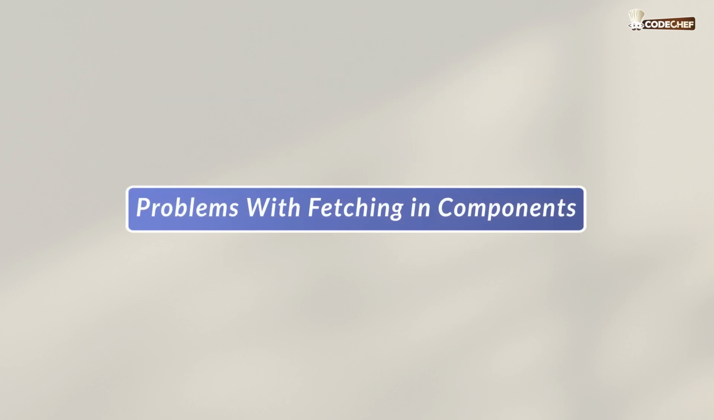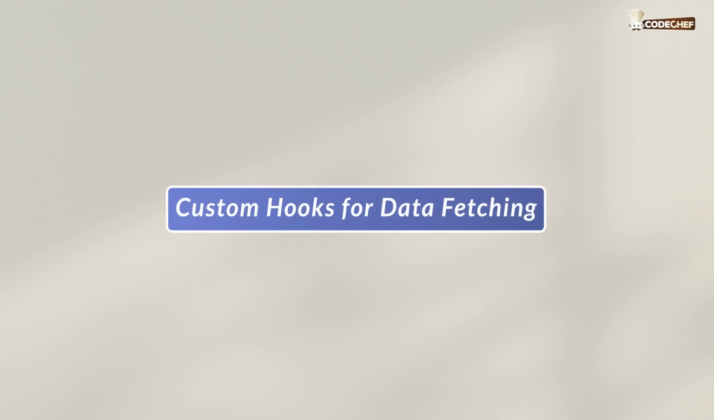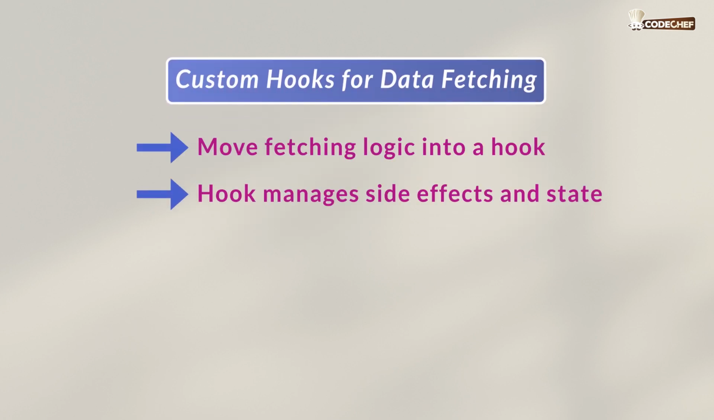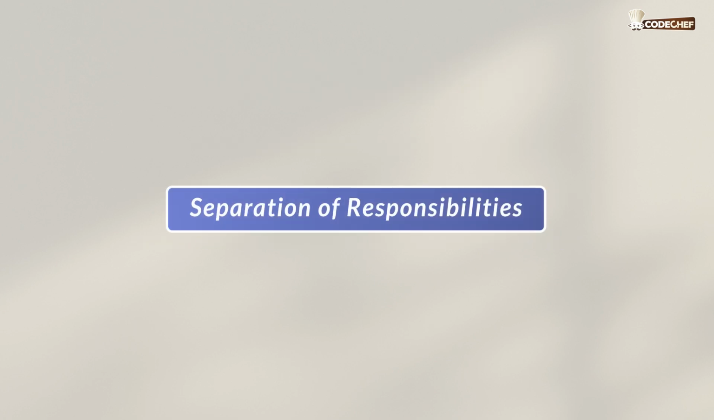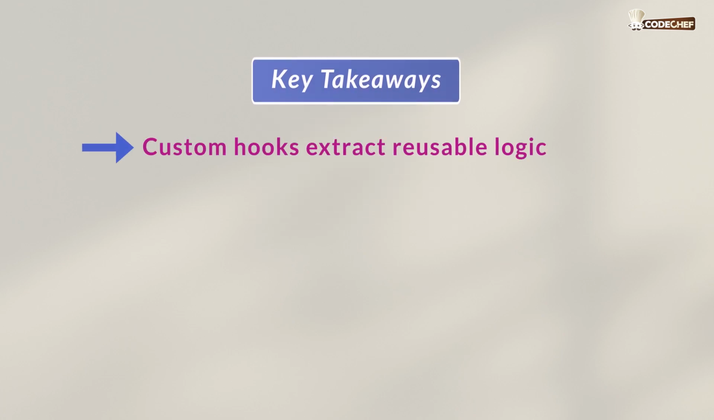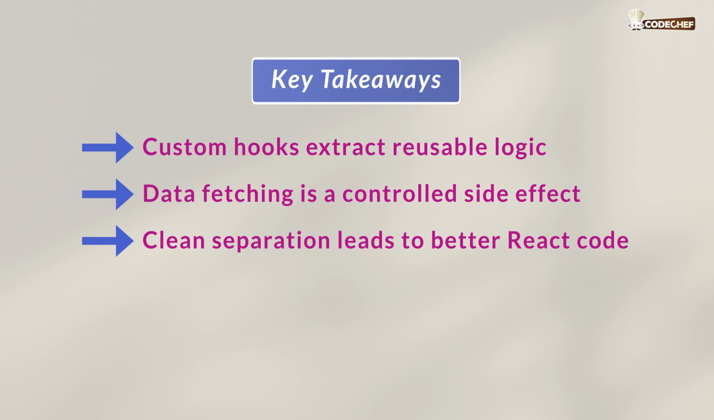When data fetching is done directly inside components, components become cluttered, logic is repeated, and reuse becomes difficult. Custom hooks solve this by moving data fetching logic out of components. The hook manages side effects and state and exposes only the result. With this approach, responsibilities are clearly separated. The custom hook handles data, loading and errors, and the component focuses only on rendering the UI. Custom hooks help extract reusable logic. Data fetching is a controlled side effect. Separating logic from the user interface leads to cleaner, more maintainable React applications.